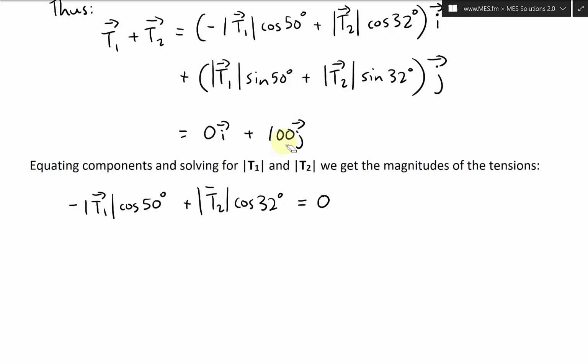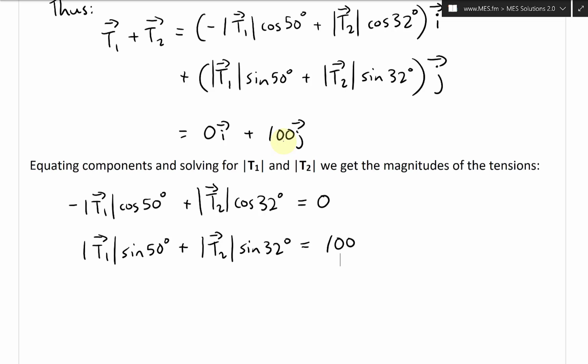And now the next setup is T1 vector sine 50 plus T2 vector sine 32. The sine is the vertical component, the 50 is T1 and the 32 angle is T2. This needs to equal 100. The components need to match up. All right, now we can solve for these. First, we'll solve for T2 in this one. We can move this over to the other side and then divide out the cosine 32.